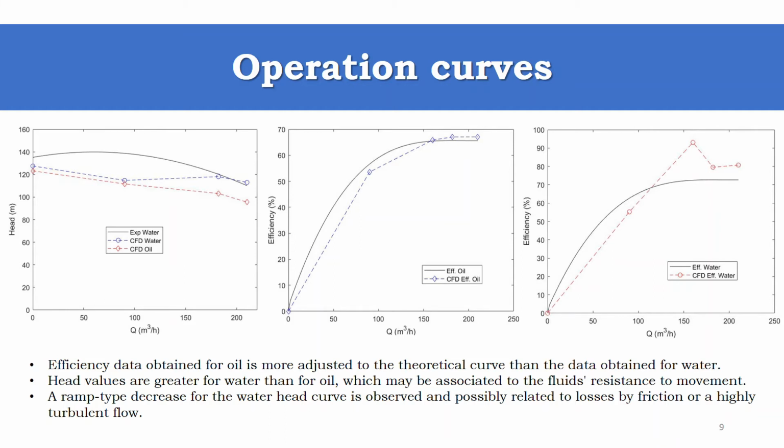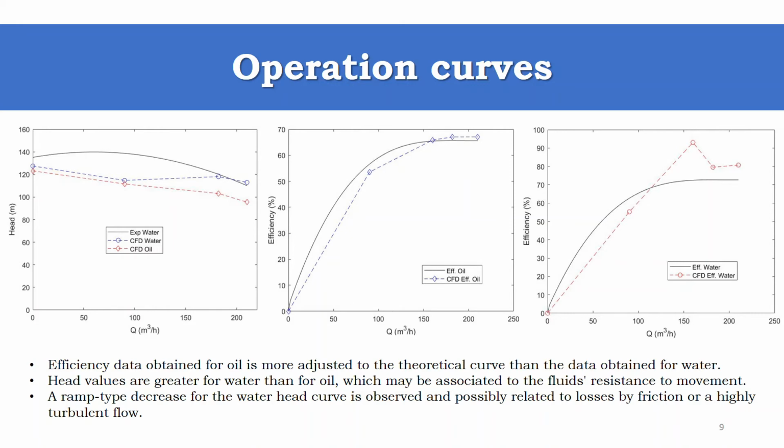A ramp decrease can be seen between the first two head values for water, which can happen due to losses by friction or the highly turbulent flow. In general, behavior different from the ideal may be attributed to mesh limitations, geometry construction, and assumed simplifications in models and physics.